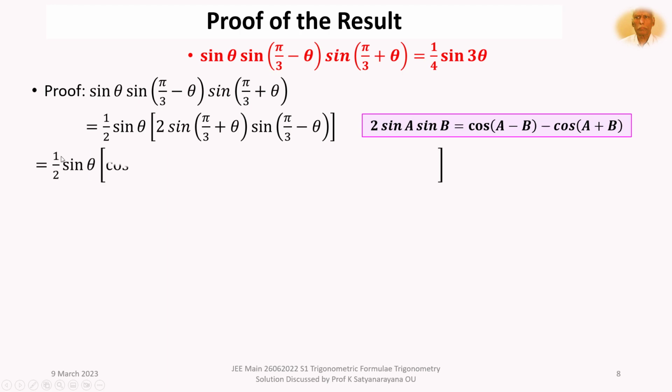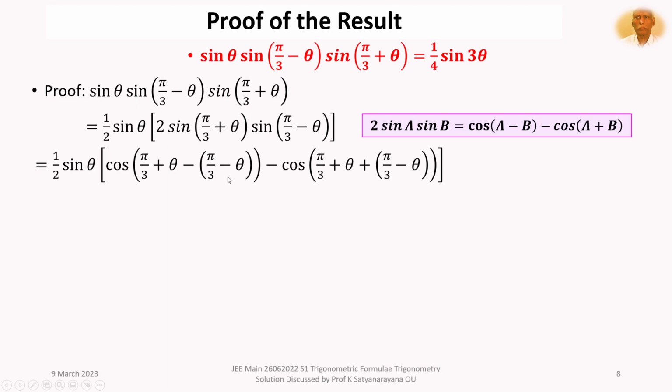That's equal to 1/2 sine theta into cos of the difference of the angles, pi by 3 plus theta minus pi by 3 minus theta, minus cos of the sum of the angles, pi by 3 plus theta plus pi by 3 minus theta. In the difference, the pi by 3 goes off, and in the sum, the theta goes off.